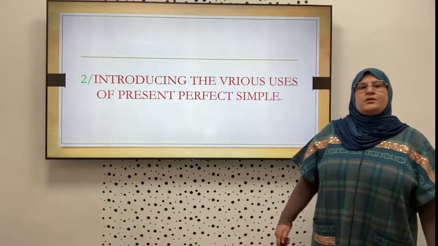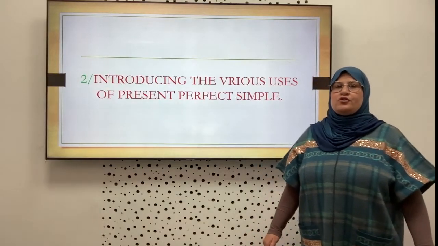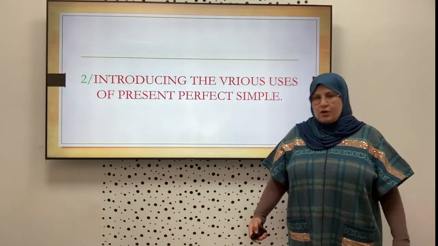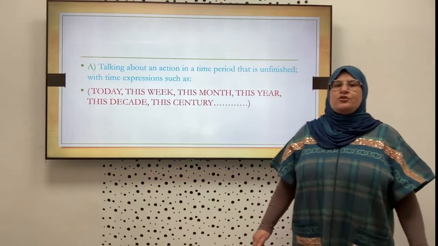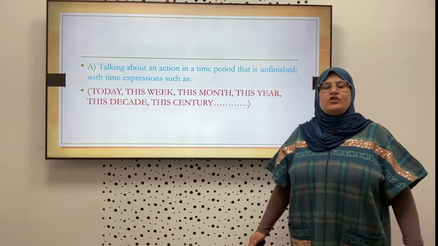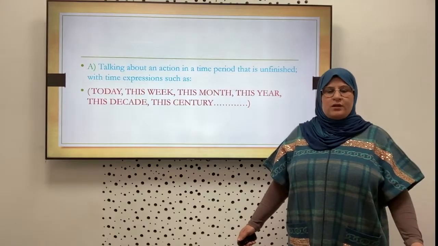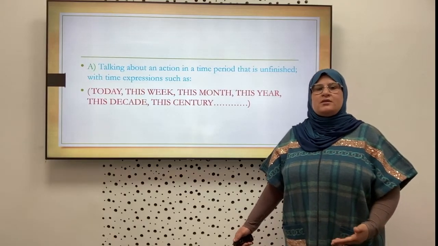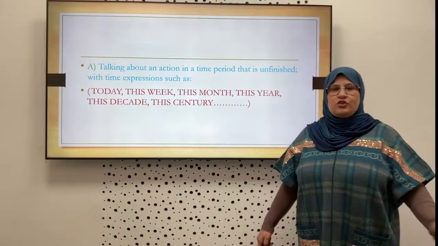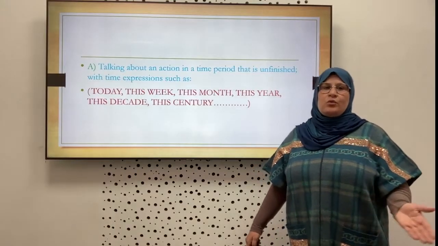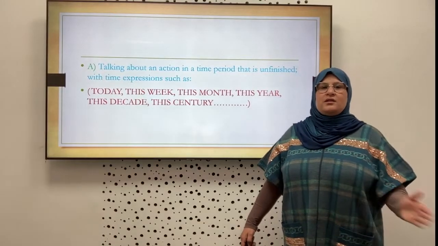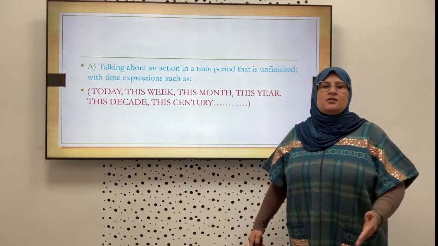The second step is introducing the various uses of the present perfect simple. The present perfect simple has got different uses, okay? So number one, we basically use the present perfect simple to talk about an action in a time period that is unfinished, with time expressions such as today, this week, this month, this year, this decade, this century. As you can see, these periods of time are not finished yet, they are unfinished. There is a difference between when we say today and yesterday, this week and last week, this month and last month, this year and last year, this decade and last decade, this century and last century.